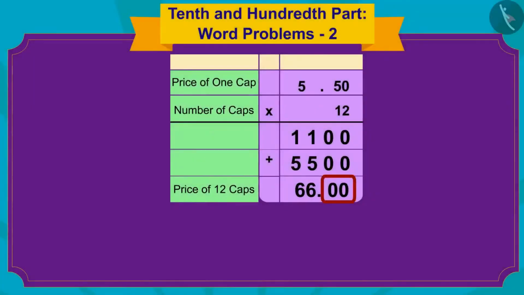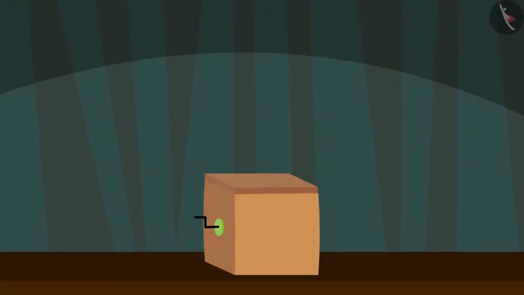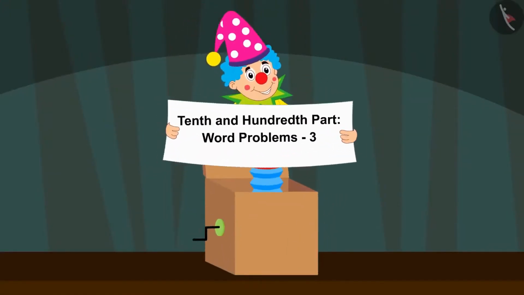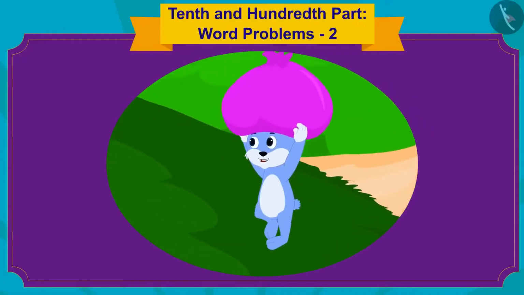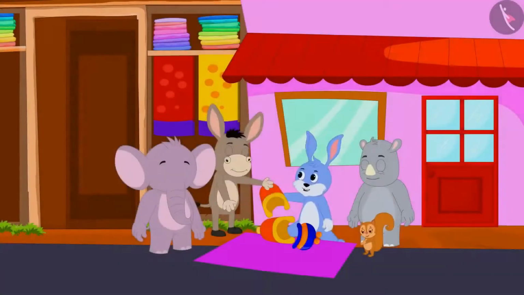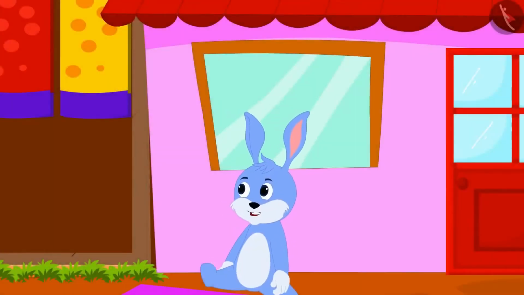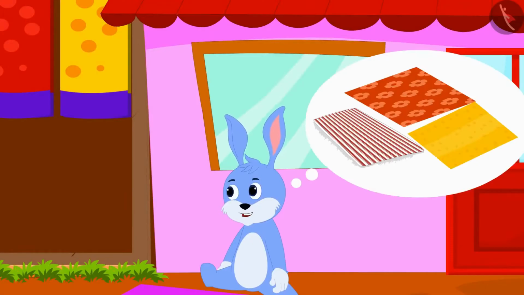Hello children! In the previous video, we learned to solve some fun word puzzles related to 10th and 100th. In this video, we will learn to solve even more interesting puzzles. In the previous video, Bunny was going to the city to sell his caps. All of Bunny's caps got sold and he became very happy. Now, Bunny is thinking that he will sell quilts.